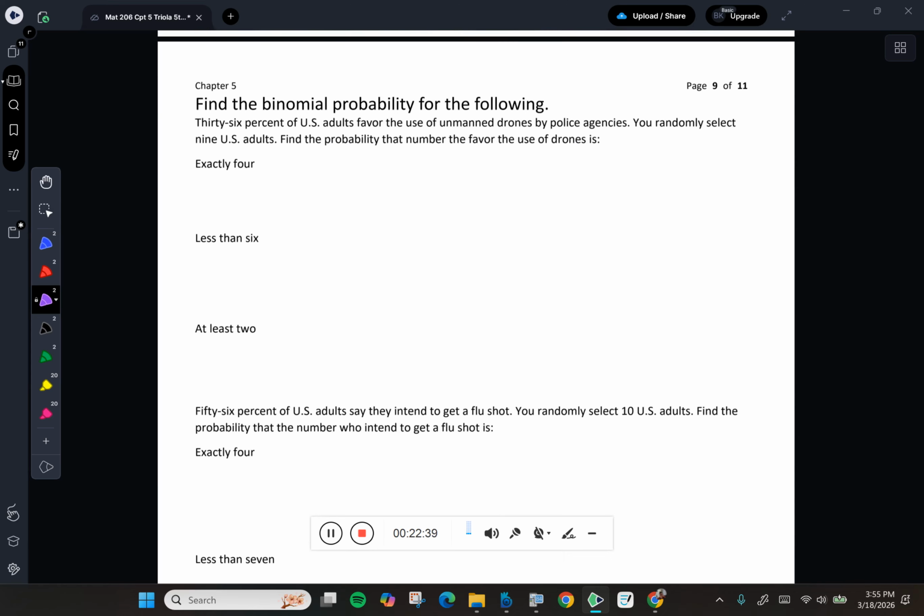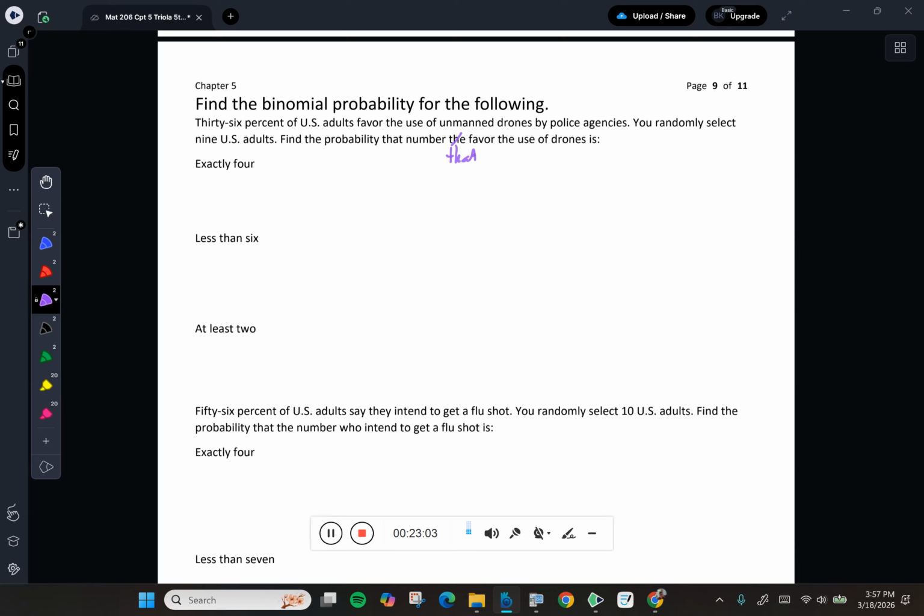Wow, that really does not read well. That's supposed to read, find the probability that the number that favored the use of drones. That should be a "that." The use of drones is, and then all of these possibilities right there. Okay, I paused the video and fixed that on your end. So hopefully when you download this, you'll see a "that" there.